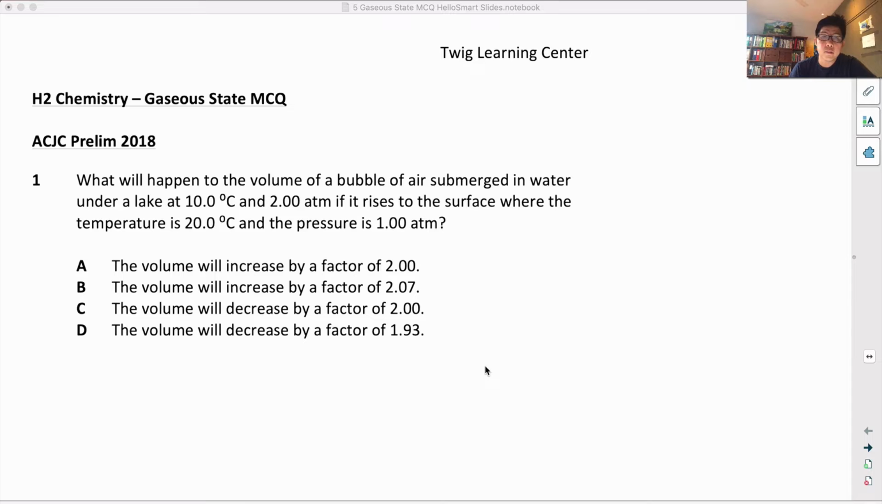Hello everybody. Today we're going to go through the answers for the gaseous state. There are 15 MCQ altogether. Alright, so let's start from the first question, the ACGC Prelim 2018.